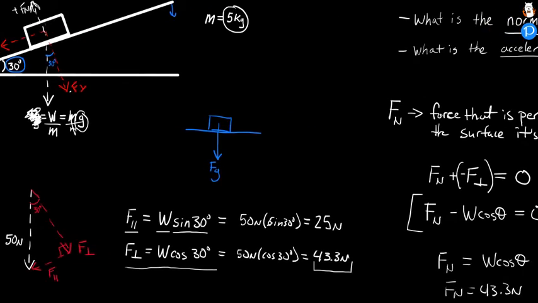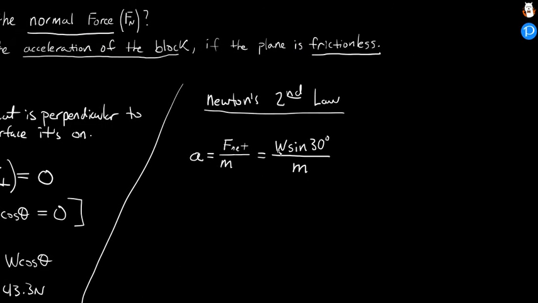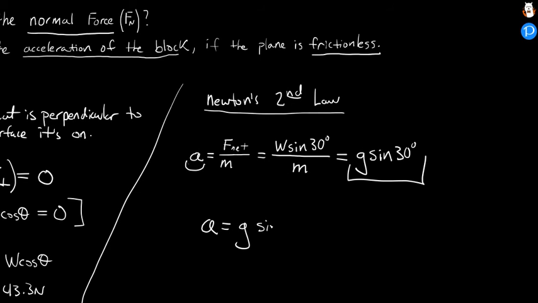So in other words, over here, where I've got weight divided by mass, I can just replace that with the acceleration due to gravity. And so really what this becomes is the acceleration due to gravity times the sine of the angle, 30 degrees. So acceleration is equal to g sine of 30 degrees.